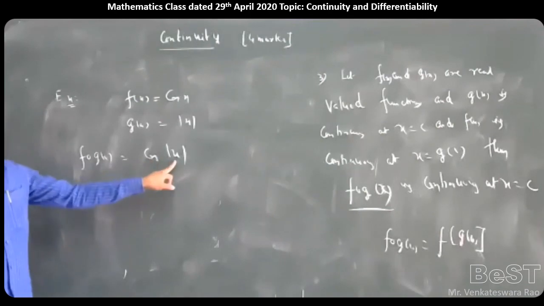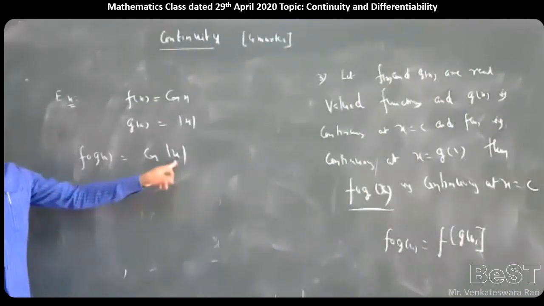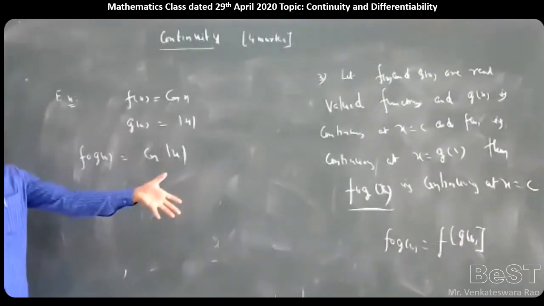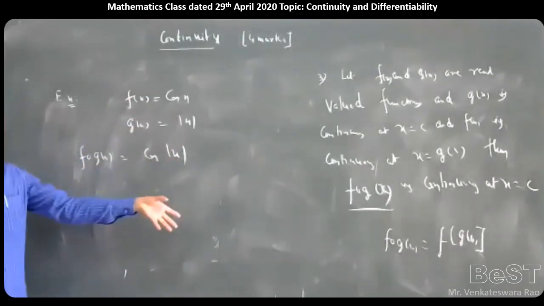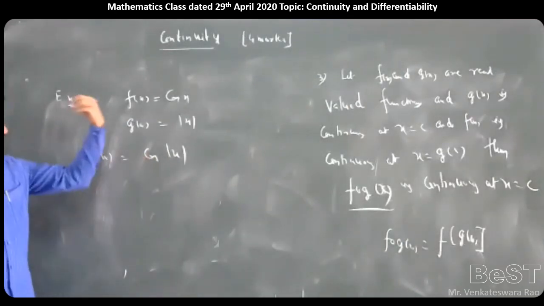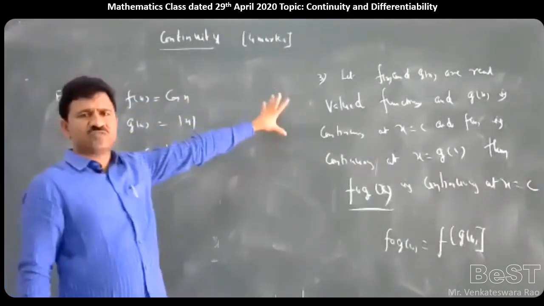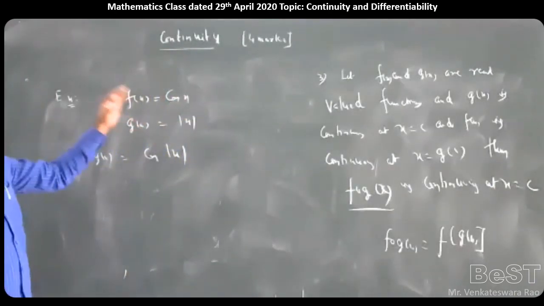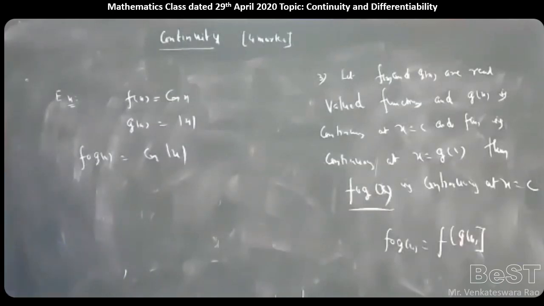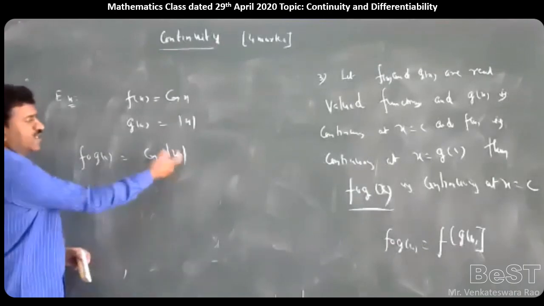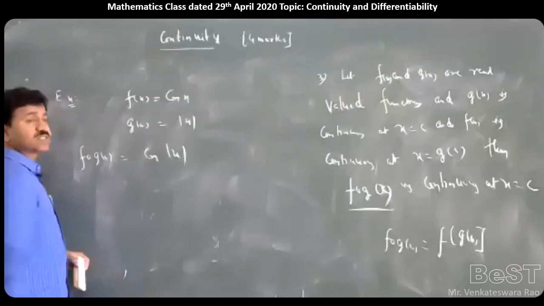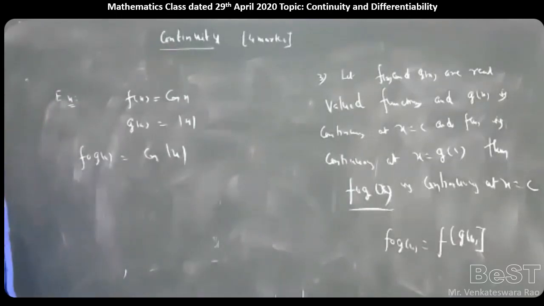So this is not cos x, it is cos of mod x, a combination of two functions. Cos of log x, cos of root x, cos of sin x. Not only two, any number of functions we can combine to prepare composite functions. A composite function is combined from two or more functions. So cos of mod x: now listen to me. Mod x is continuous on R, cos x is continuous on R, so cos of mod x is continuous on R. Note on that.